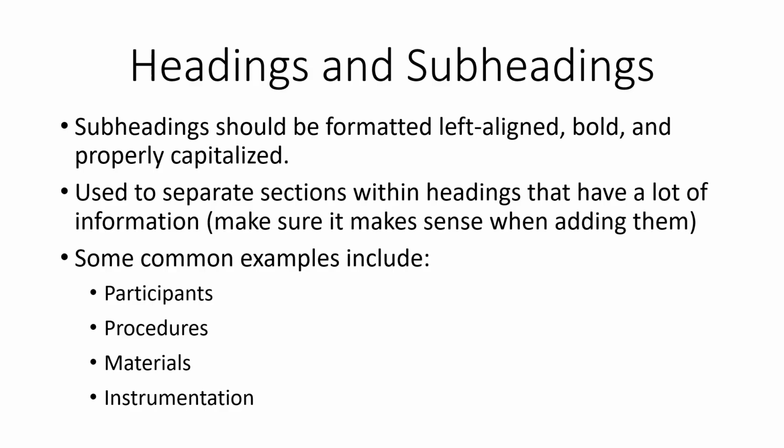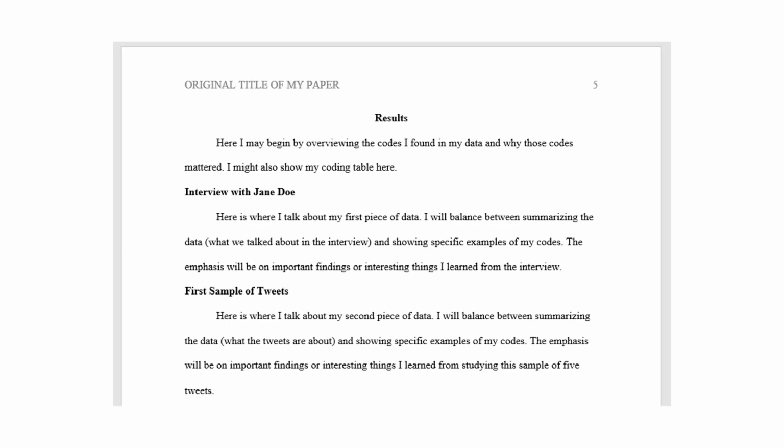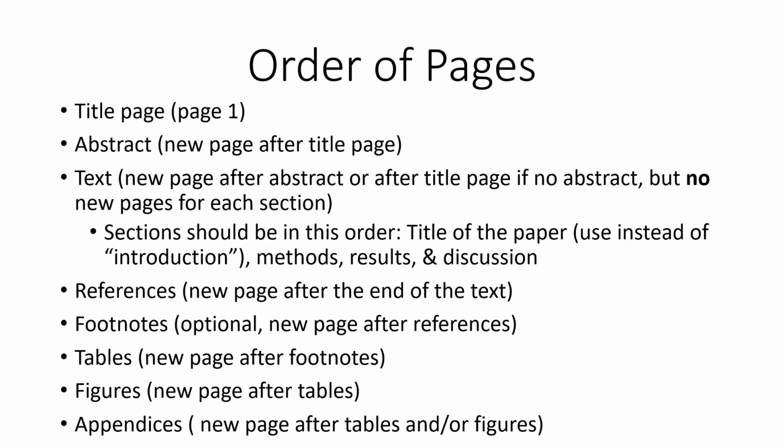You wouldn't add a subheading for something you only have, say, 1 sentence about. Some common examples include participants, procedures, materials, and instrumentation. Here's an example of Level 1 and 2 headings. This shows the results centered, bolded, and 2 types of results, flush left with proper capitalization.